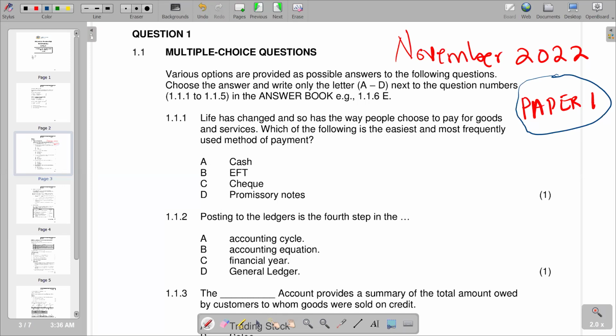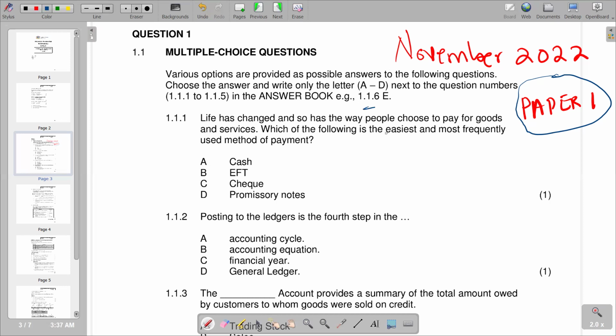As for this video, we are going to start on multiple choice questions. So our question on the multiple choice section reads, various options are provided as possible answers to the following questions. Choose the answer and write only the letter A to D next to the question numbers. That is 1.1.1 to 1.1.5 in the answer book. For example, you are given the way that you are going to present in your answer book, that is 1.1.6.